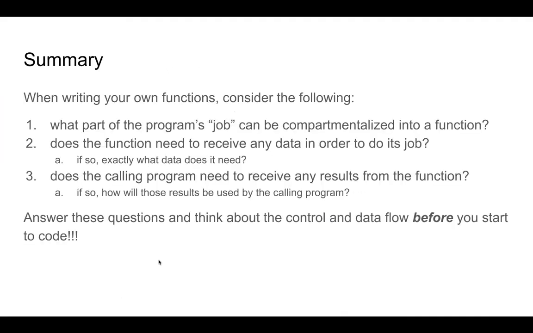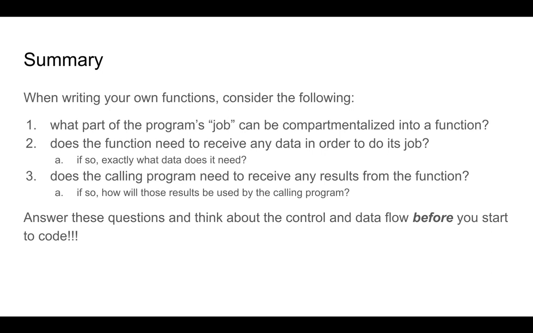That wraps up our tour of the 4 different kinds of function setups you can have when you write your own code, when you write your own functions. So when writing your own functions, you always should consider the following. What part of the program's job can you compartmentalize into a function? You want to think in particular about operations that need to be done more than one time. So writing that code once, but using it from different parts of the program is helpful for the development of your program.